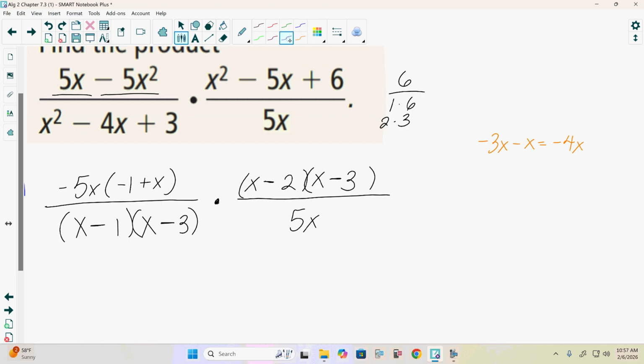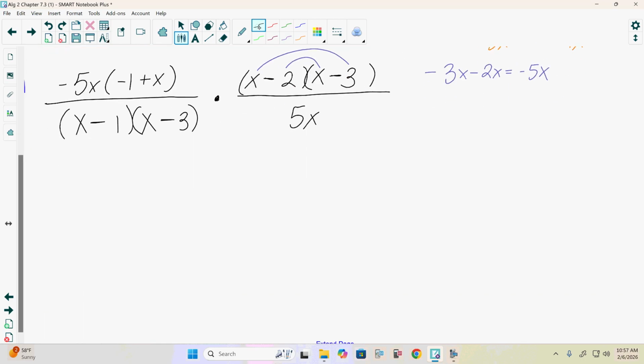Now I can check it and make sure. X times negative 3 is negative 3x. Negative 2 times x is negative 2x. And negative 3x minus 2x, negative 3 minus 2, is the negative 5 that we wanted. Questions on how we factored any of this here?